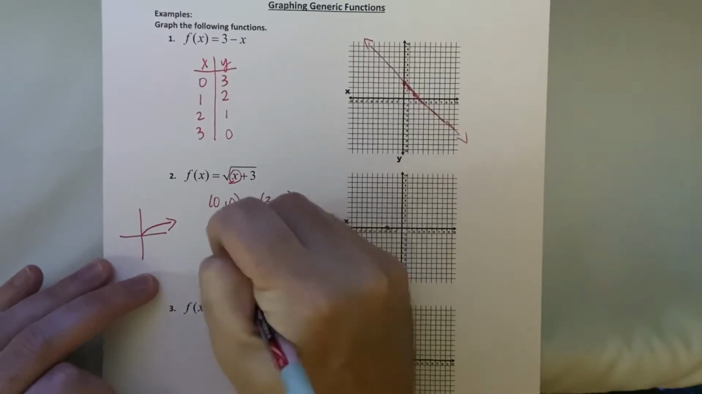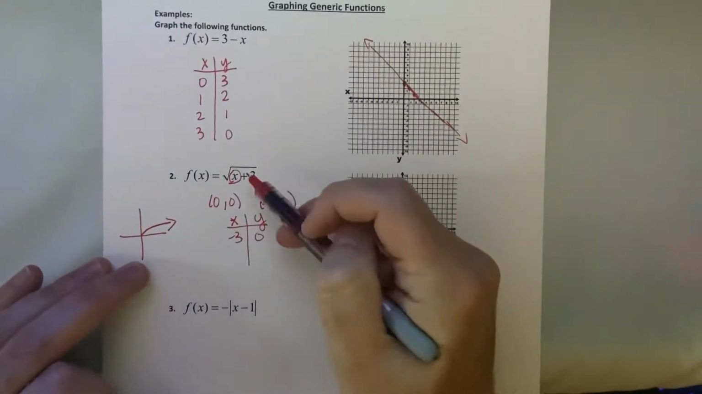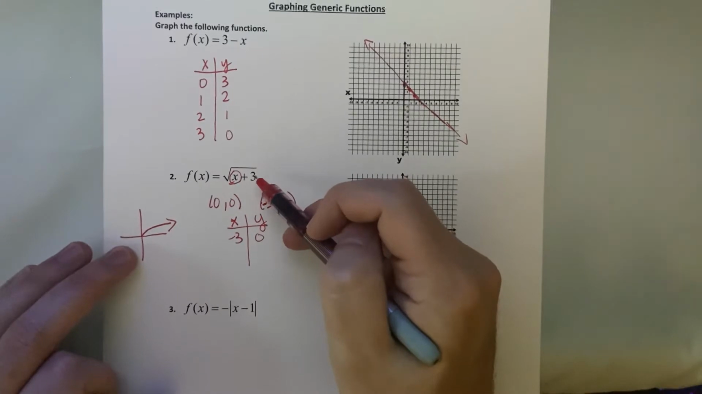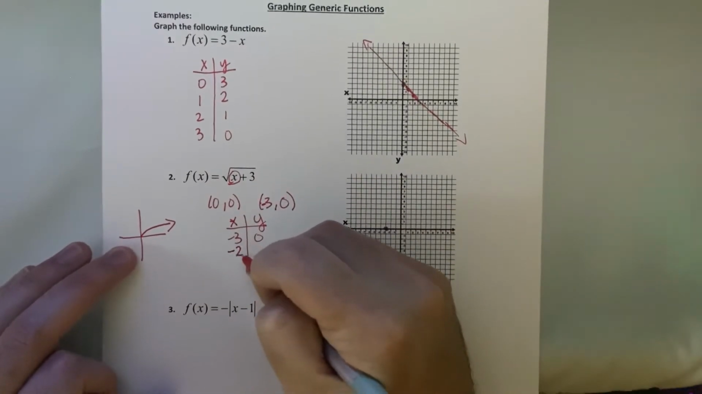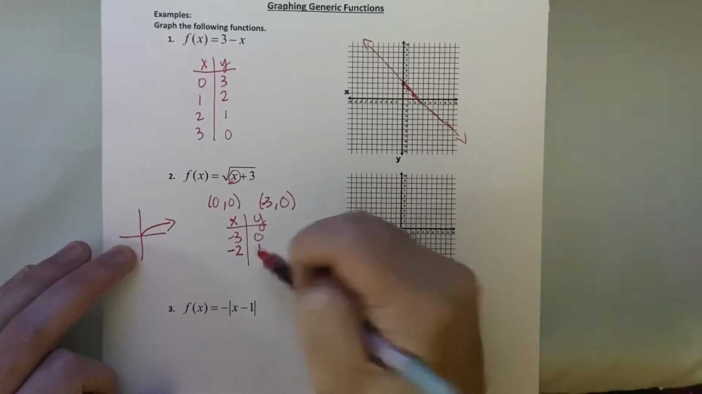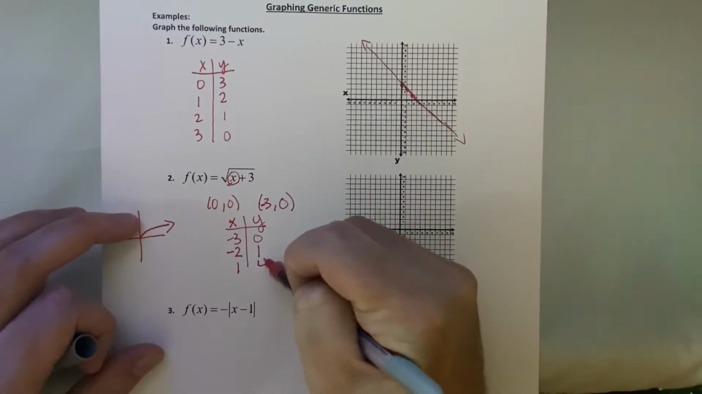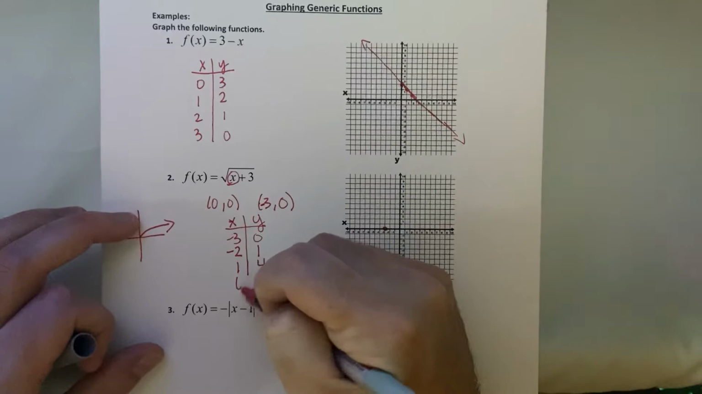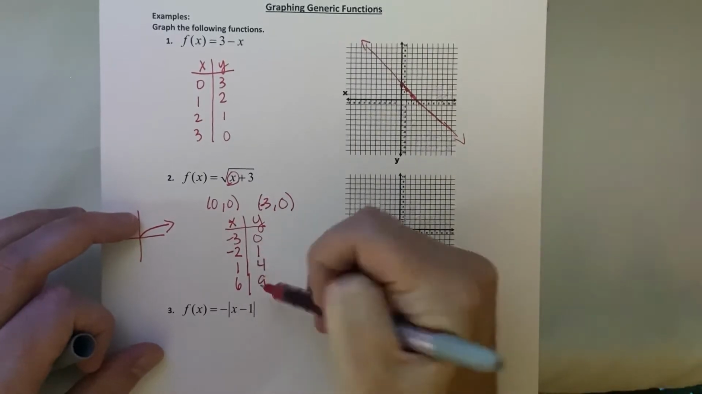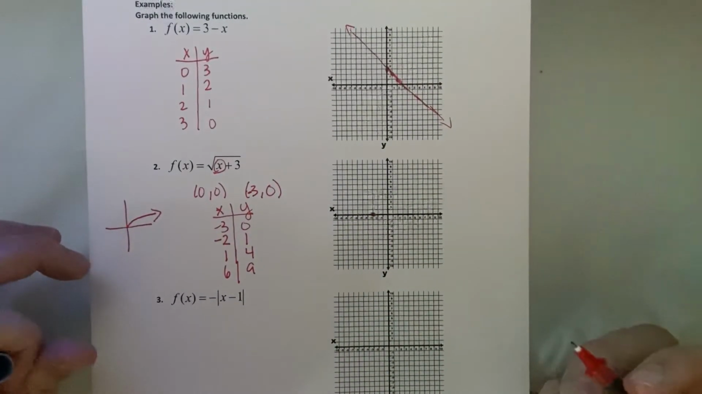X, Y, negative 3 gives me 0. What's another easy number to take the square root of? 1. So I can have negative 2 plus 3, the square root of 1. Another thing that's easy to take the square root of is 4, 1, 4, or even 9, 6, 9, because those are our perfect squares, so they're easy to take the square root of.